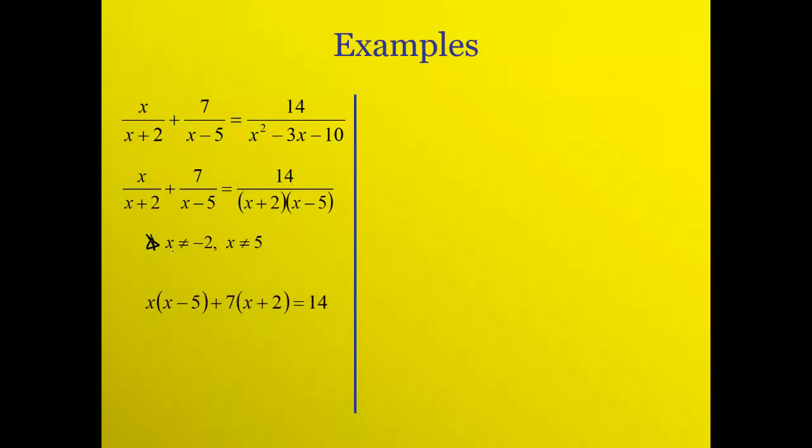Okay, so how did I get from here to here? Well, I found the least common multiple, just like you did for adding and subtracting, and I multiplied everything by it. I multiplied this one by x times 2 times x minus 5. That made these cancel, and I now have x times x minus 5. I multiplied this by x plus 2 times x minus 5. The x minus 5's cancel, and I got plus, pay attention to the sign, 7 times x plus 2. And then I multiplied this one also by that least common multiple.